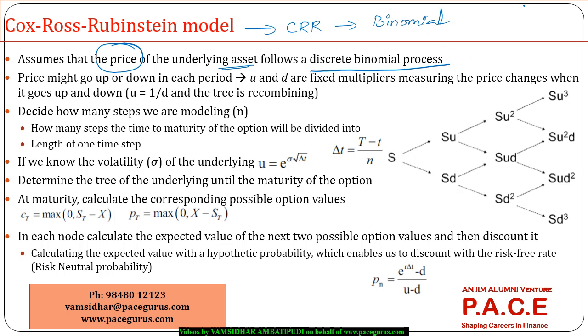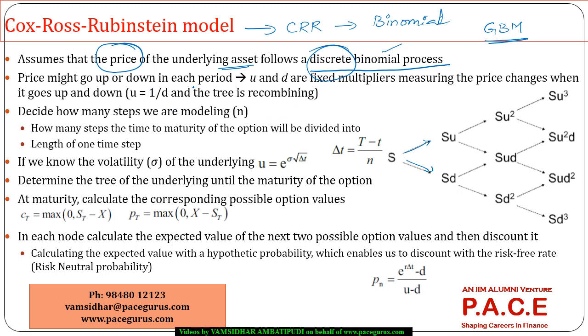If you try to recollect from the Black-Scholes, the Black-Scholes formula made an assumption that the price of the underlying asset follows a geometric Brownian motion. Whereas this CRR model assumes that the price of the underlying asset follows a discrete binomial process. Binomial means either the price can go up or it can go down. Within the next period, whatever is the size of the period, the price can either go up or go down. So it changes in discrete points in time.